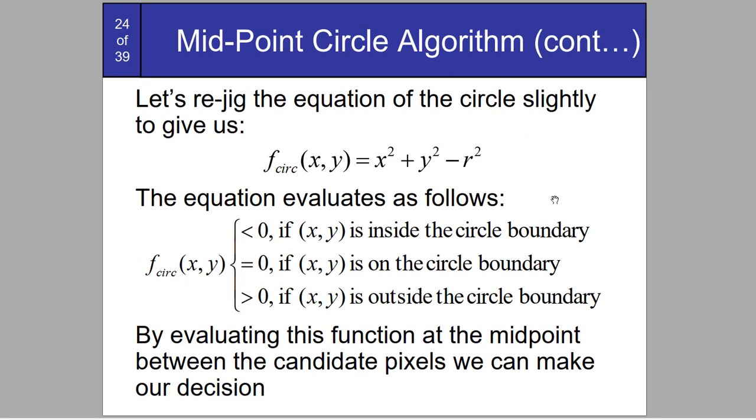So there is some calculation. Just like the line drawing algorithm, we start with the function for a circle, which is x square plus y square minus r square.